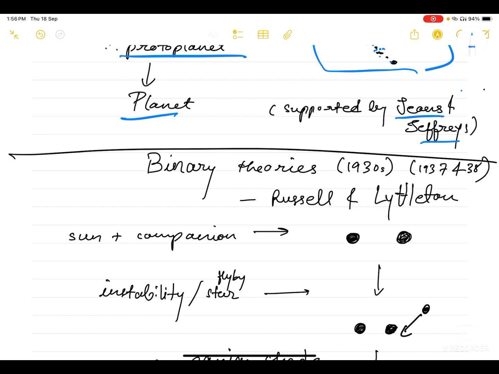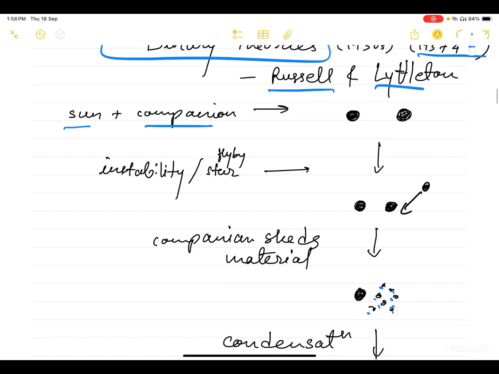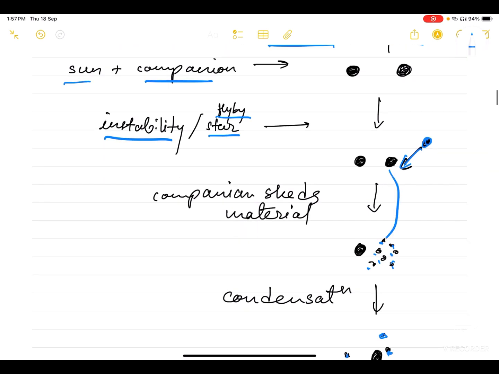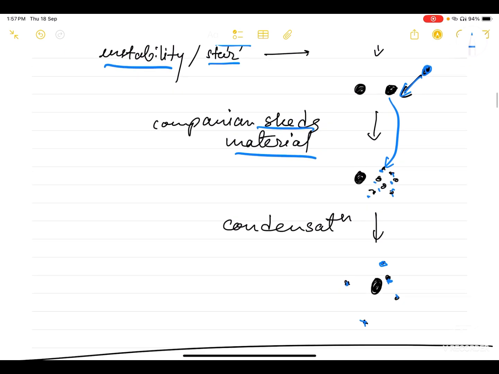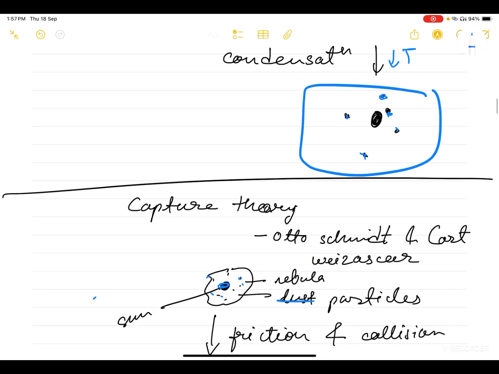Then came the concept of binary theories, proposed by Sir Russell and Sir Lyttelton in the 1930s. This theory suggested that the sun had a companion, and when there was an instability, maybe a flyby star or some sort of instability, the companion started shedding material, which eventually condensed due to the decrease in temperature and formed planets.